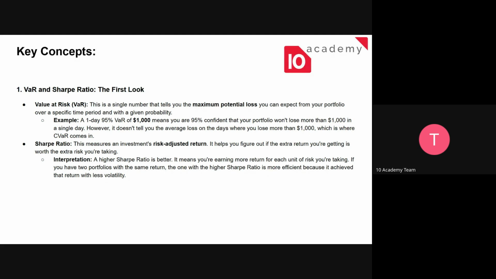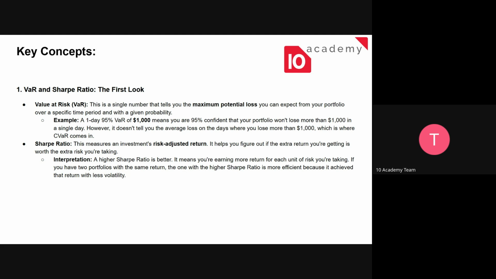So on to VAR and Sharpe ratios, they are the first thing that we calculate when analyzing the risk, right? So what is VAR? As we've mentioned, it's a single number that tells you the maximum potential loss you can expect from your overall portfolio, in a given period and within a given probability. So let's say a 1 day 95% VAR of 1,000 means you are 95% confident that your portfolio won't lose more than 1,000 in a single day.